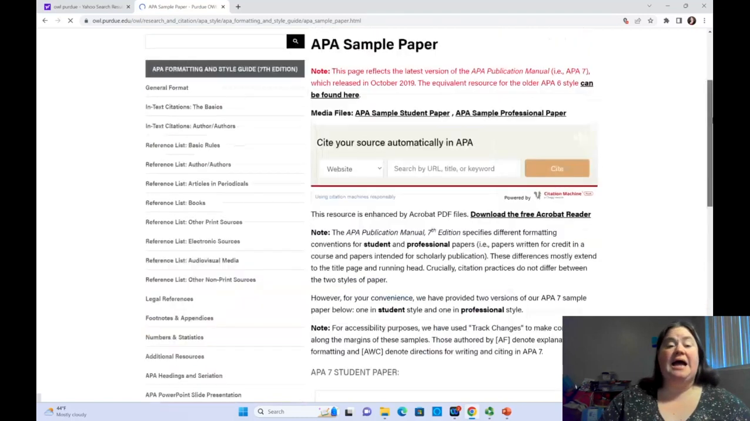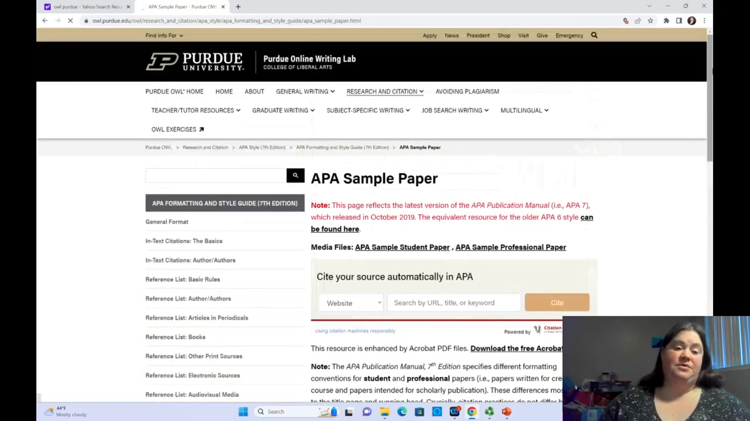So I highly, highly recommend using owl.purdue.edu to look up anytime you have a question about how something should be formatted. It will tell you exactly what it needs to look like, and you can make your citation look that way as well. So this is just that review of the APA references.